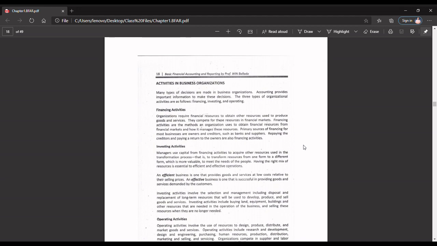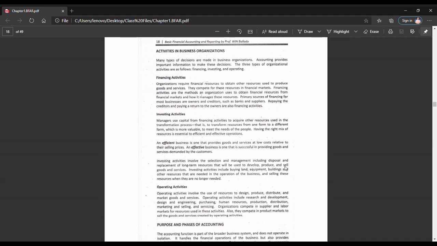So we have activities in business organizations. We have three types of activities: financing activities, investing activities, and operating activities. First, let's go with the operating activities.